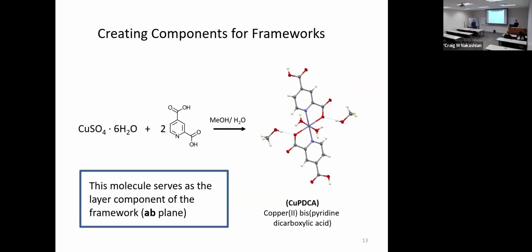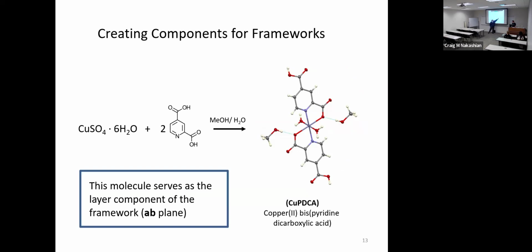Now tell us what you did, Charles. So what I did in lab was I took copper sulfate and I reacted it with picolinic acid in a solution of methanol and water to create the unit cell of the framework. And that's the component of the AB plane. Yeah, it's perfectly fine. Okay.